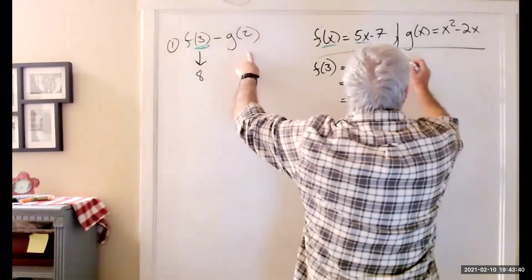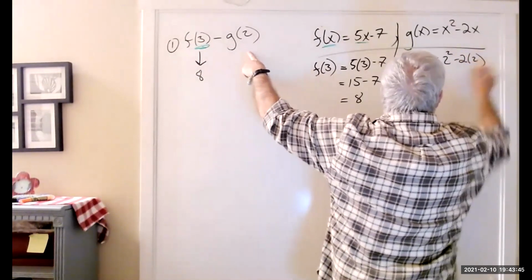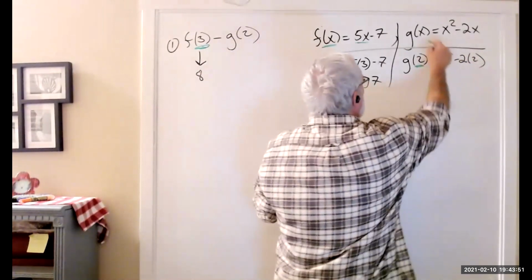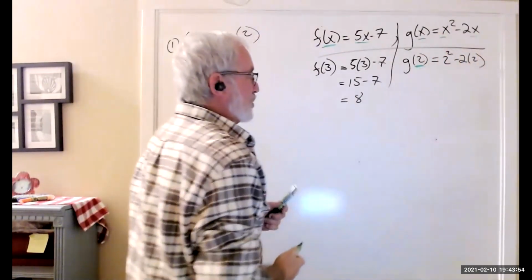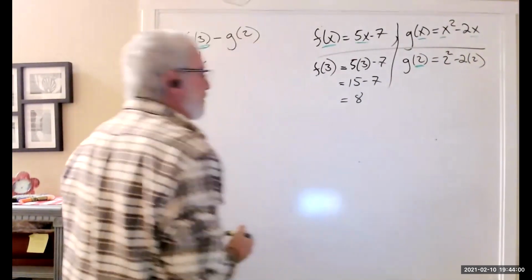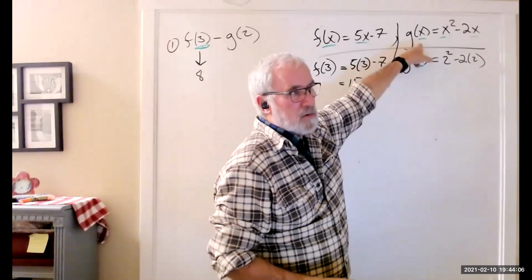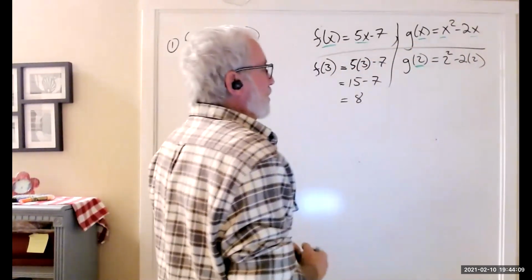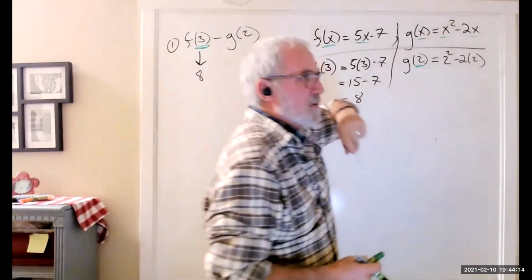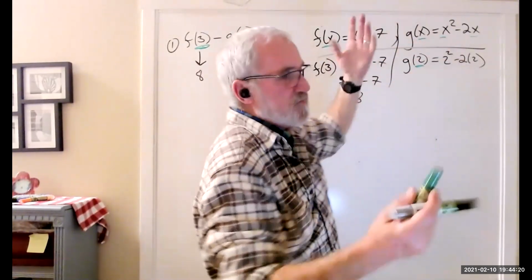So this is saying g of 2 is 2 squared minus 2 times 2, because you're putting 2 in place of all of the x's. I thought you were using r instead of x. The variable doesn't matter. I rewrote it up here. You want to use r? It doesn't matter. You're putting 2 in place of the variable. That's all you're doing.